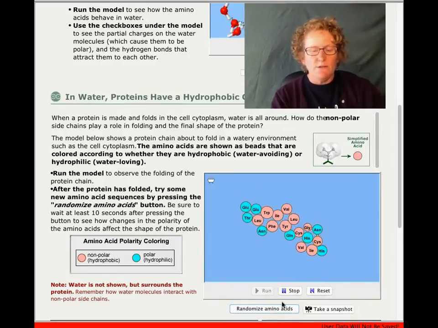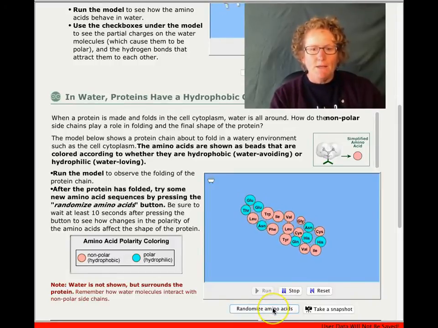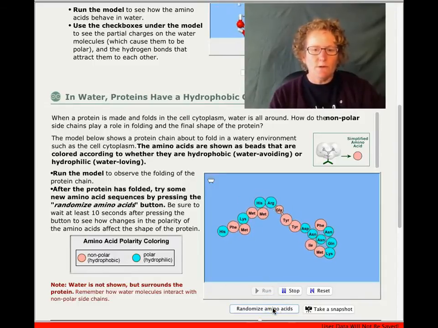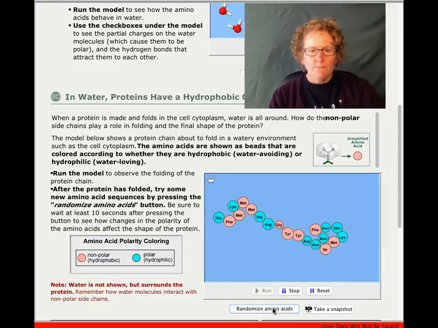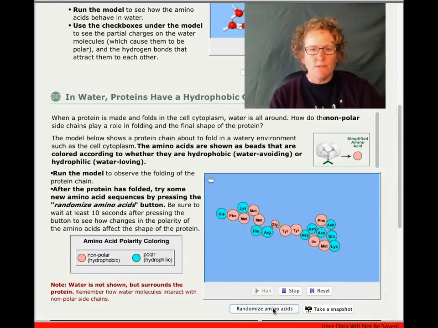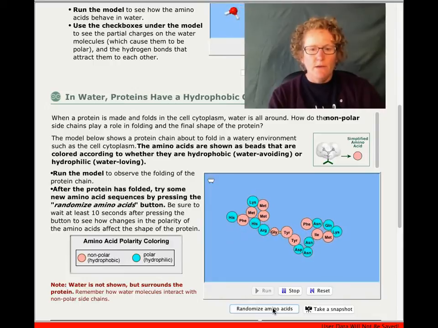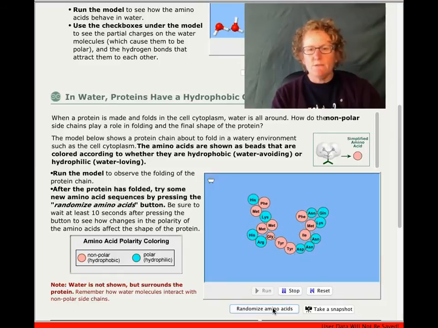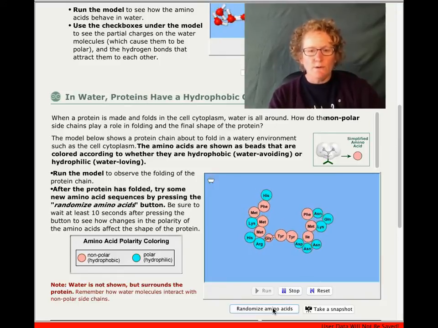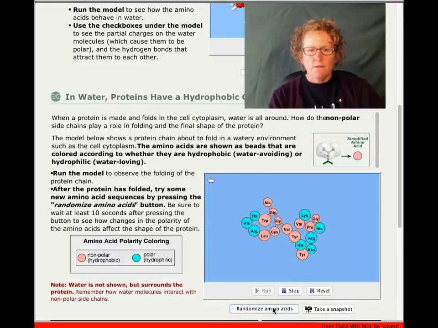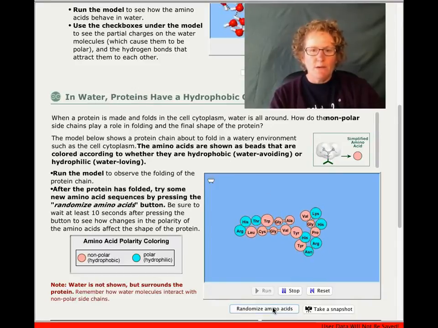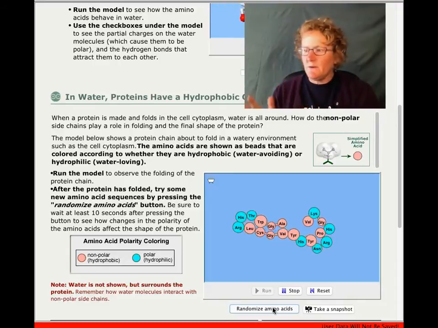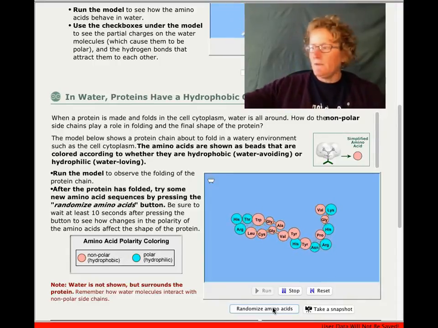You can see that you get different shapes as you get different combinations of amino acids in different orders. We'll give this one a little time to organize itself. So this protein is going to have a bit of a different shape because it has a different order of amino acids. This one seems to have more hydrophobic. It's the order of the hydrophobic versus hydrophilic too.